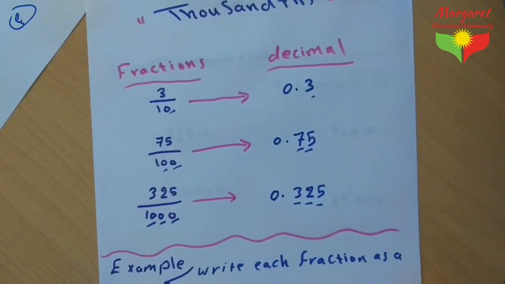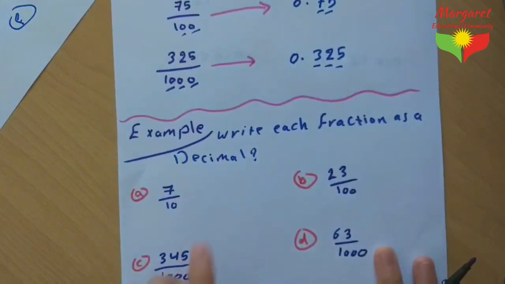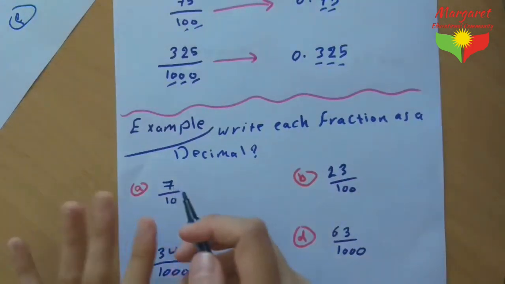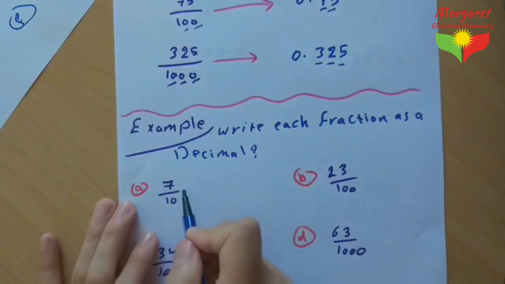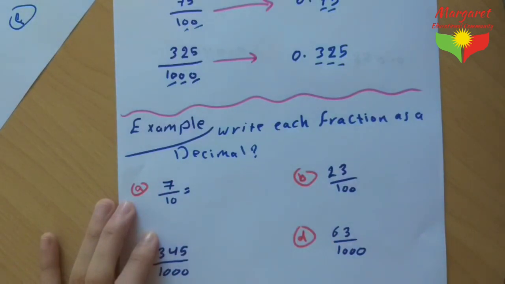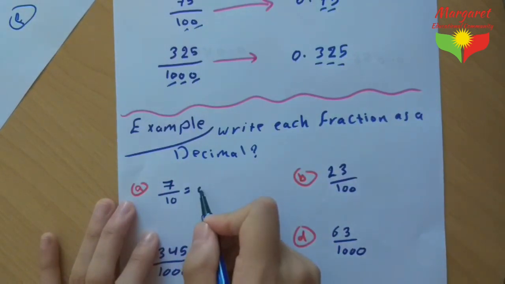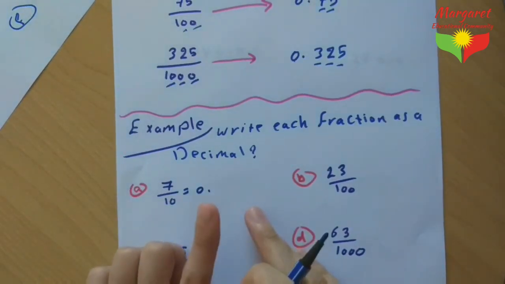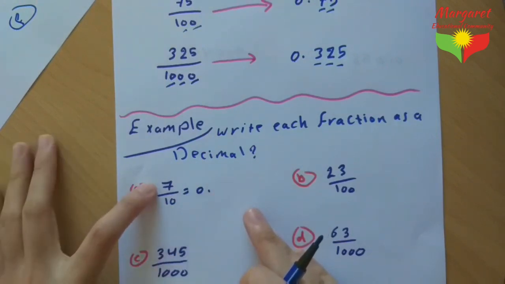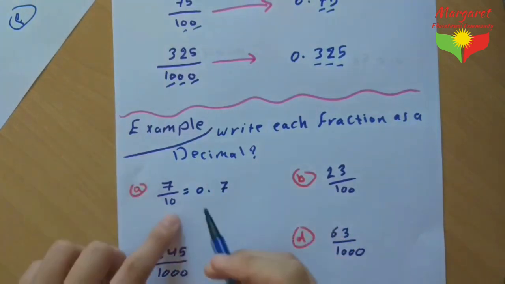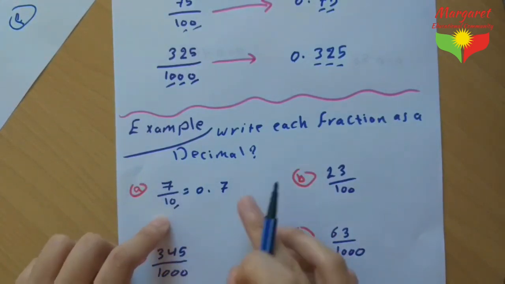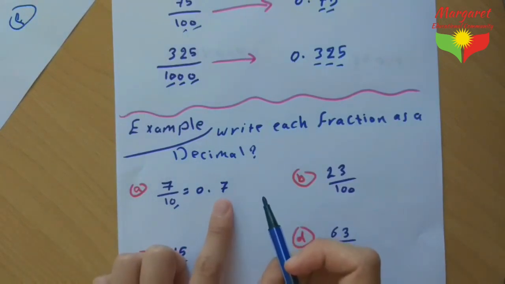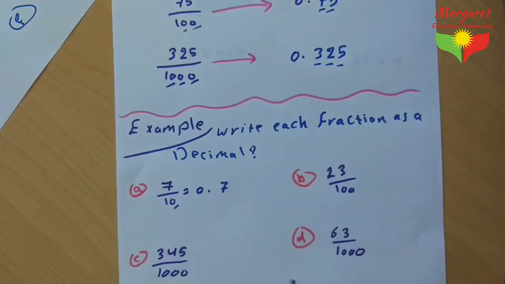Now to explain the subject we have an example. Write each fraction as a decimal number. We have the fraction 7/10. To change it to a decimal number you must write 0 and a decimal point. Always after the decimal point you must write the numerator of the fraction. We have the number 7. We have just one 0, so you must have just one number after the decimal point. Of course we have just one number, 7, after the decimal point.